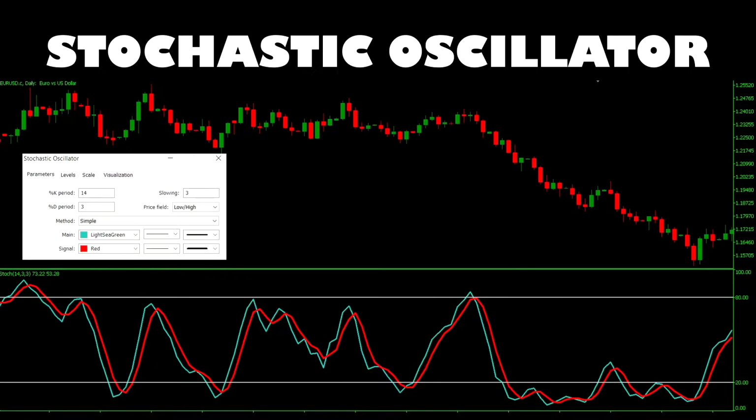The light sea green colored line being our percentage K line, aka the main line. Then our percentage D signal line is in red, and we've just marked out the default 80 and 20 levels on there. Those levels were the George Lane special source of defining the overbought and oversold territory on the stochastic.